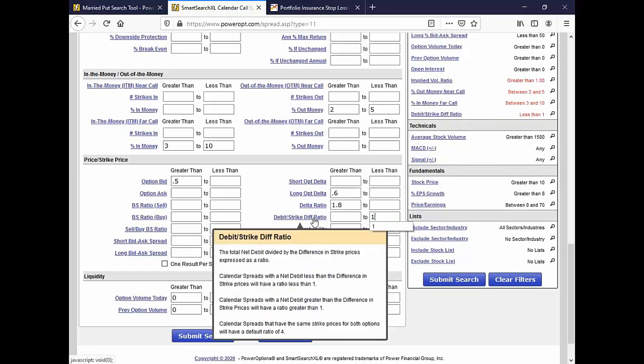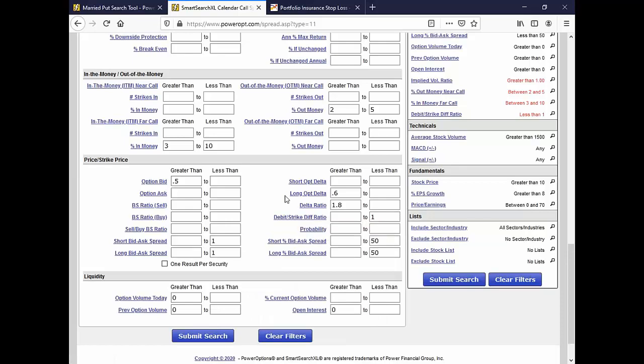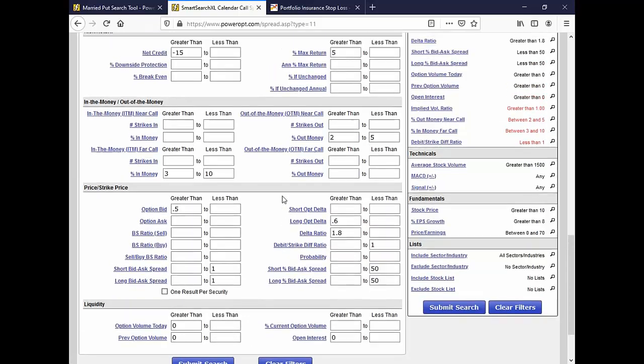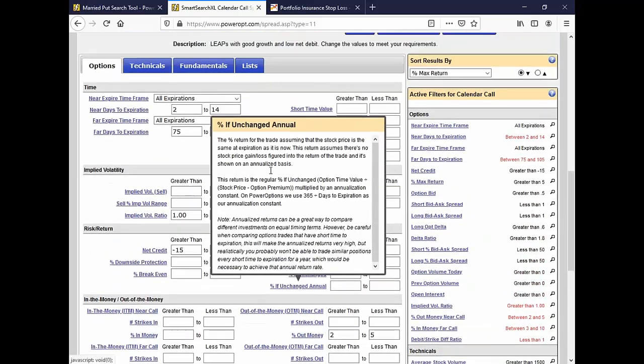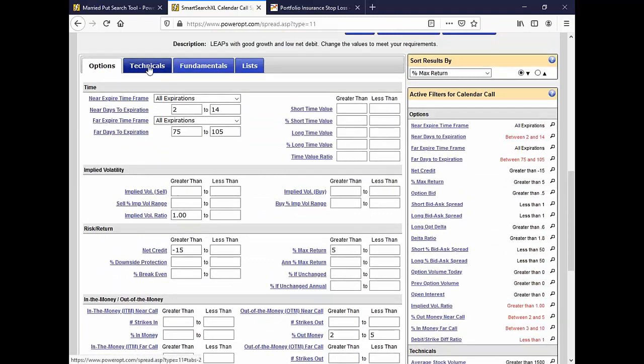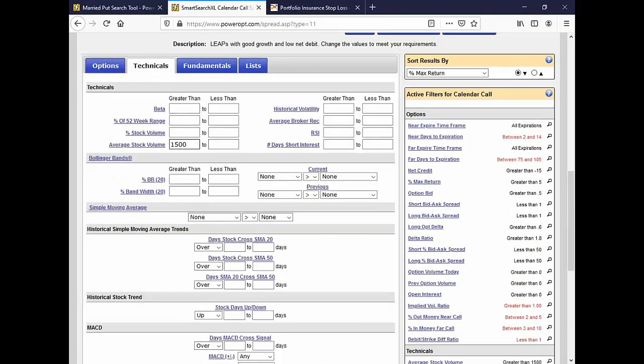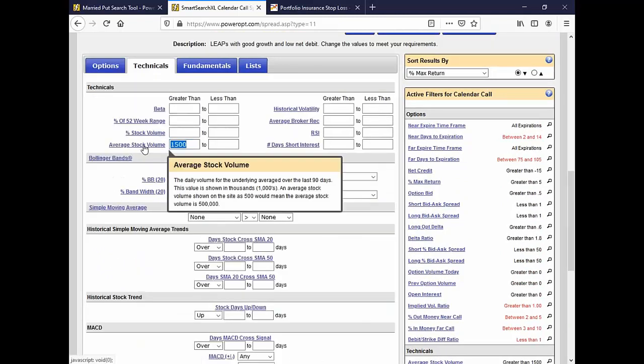And I'm going to change this debit to strike difference ratio to less than 1. I'll explain that in a moment. Then what you can do, of course, is once you've got that all set, you can go into the technicals, and mid to large cap stocks are good volume stocks.